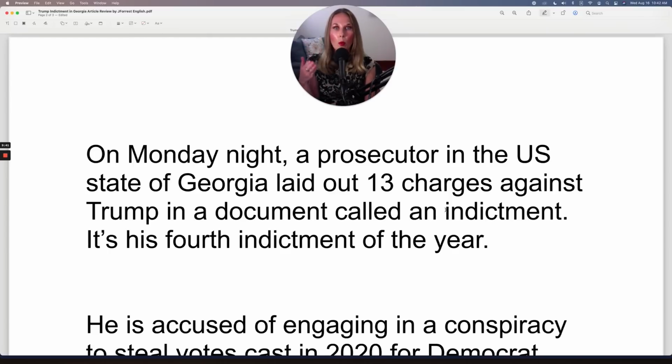Okay, so here's a little more information about what an indictment is. It's a document that contains a formal charge. And a charge is an accusation that you have done something wrong. However, it's only an accusation. At this point, Trump is considered innocent. You're always considered innocent until proven guilty. So this is simply a document that claims he has done something wrong. It doesn't mean that he has done anything wrong.